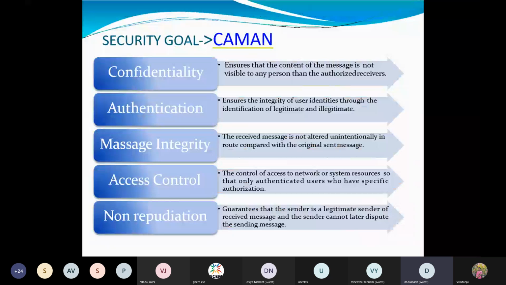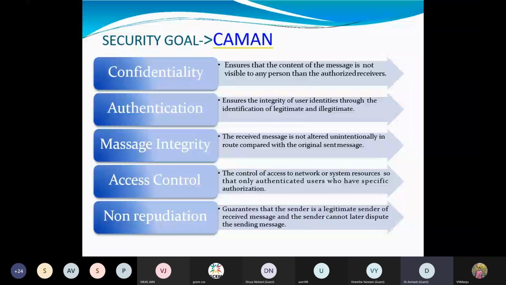When we talk about the security goals, this particular word I have used at the beginning, that is the word called CAMAN. So CAMAN, here we can say that C stands for confidentiality, A stands for authentication, M stands for message integrity, A stands for access control, and N stands for non-repudiation. So these things earlier when I discussed, I told you that I will discuss them later on. So now is the perfect time that we are discussing these security goals, because if we are making any kind of cryptography technique, then we have to take care of all the security goals.